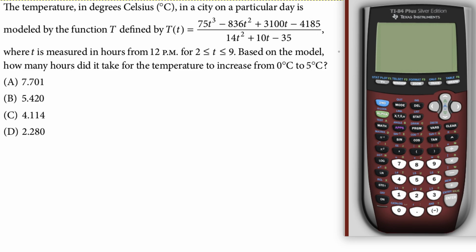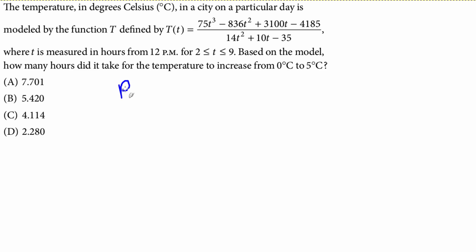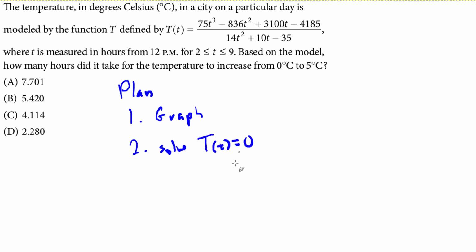So actually, let me write that down. So the plan. Step 1, graph. Step 2, solve T(t) equals 0 and T(t) equals 5. And step 3, subtract those t values. So let's dive right into it.